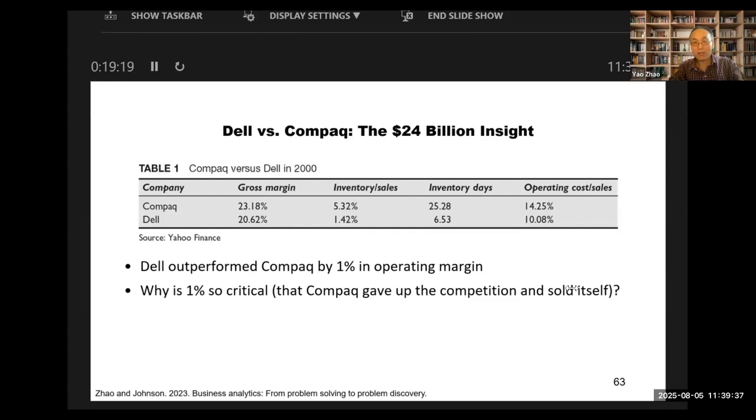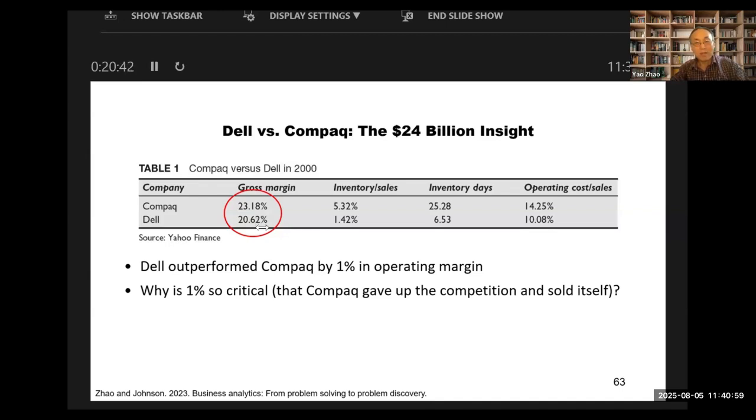Now, if Compaq continued like this, they would lose pretty badly after this. The question is, through this data, can you see what Compaq was seeing? To understand why this 1% is so critical, we have to really understand what's behind these two numbers, the gross margin. Recall that they are selling products almost identical to each other, but at a very different gross margin.